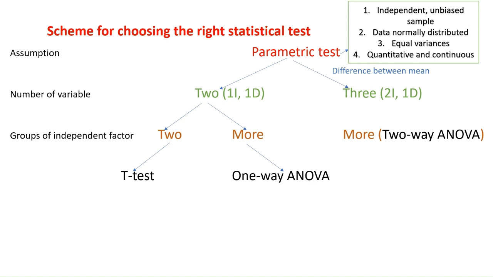So after checking if your data follows these assumptions, you now need to consider the number of variables in your hypothesis. For t-tests, you need to have two variables. You need to have one independent variable, represented with one I, and one dependent variable, represented with one D. Within the independent variable, you need to have two groups or two levels. So when you are comparing the means of two groups or two levels, it means you must use the t-test.